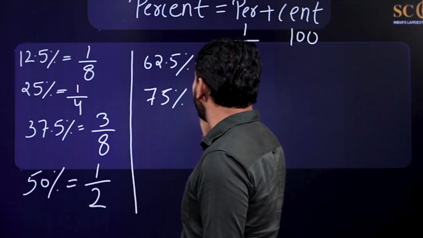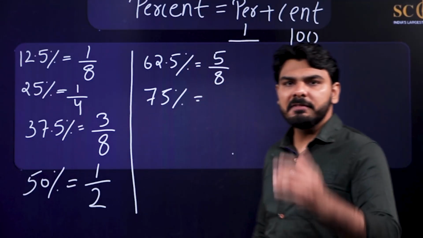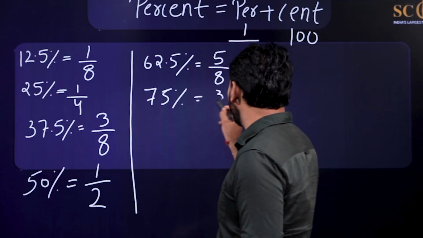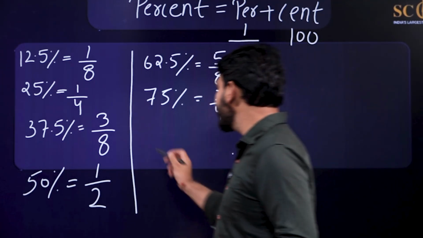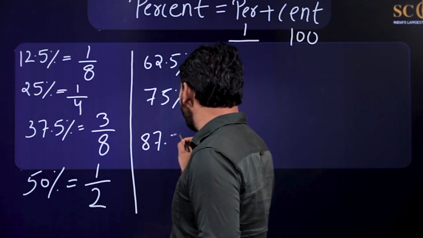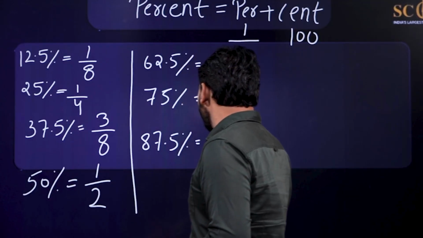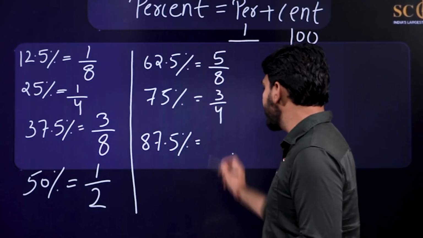My dear agents, the value of 75% is equal to 3 by 4. Yes, great, you already know. So what is 87.5%, my dear agents? The value of 87.5% is 7 by 8.